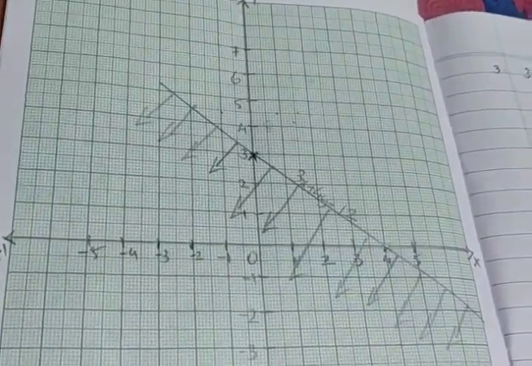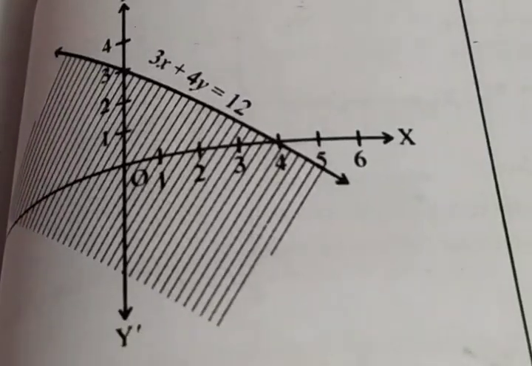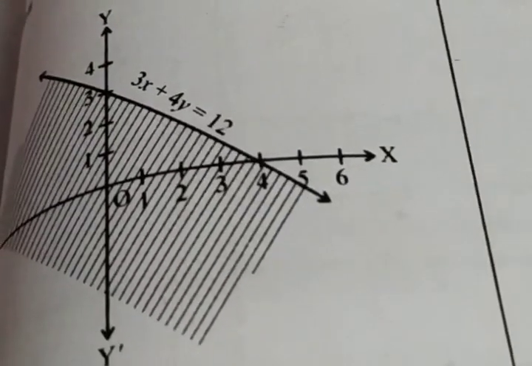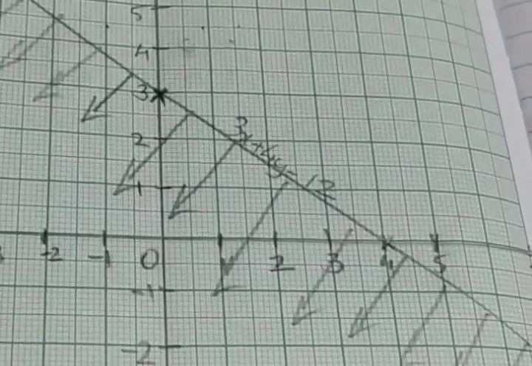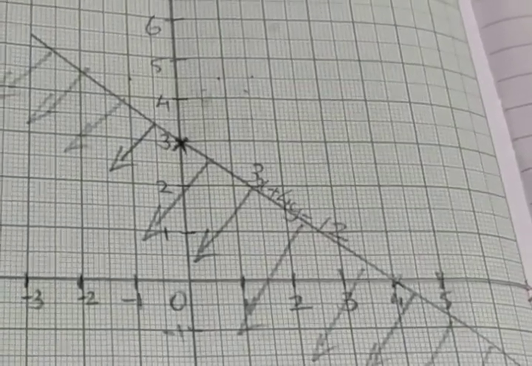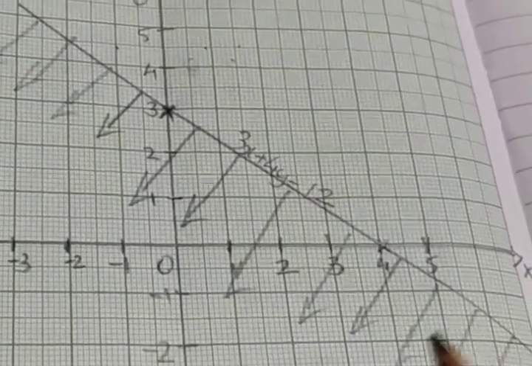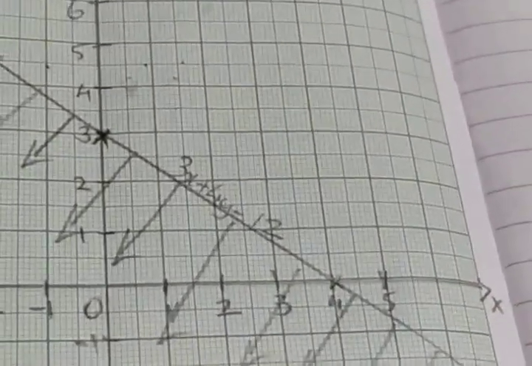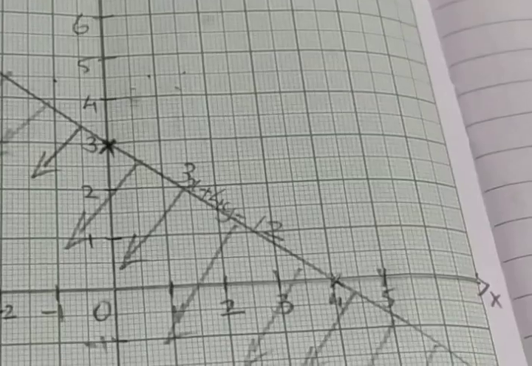You can do the marking like this also. That will be a little better to see. You can mark it. The marking is just to show the solution side. So just shade it or do as given in your textbook. So this is the solution for the given inequality.